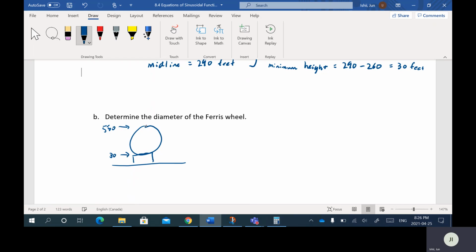It makes sense that the diameter is the distance from the maximum to the minimum, so this distance here is your diameter. The diameter itself is pretty simple. We take the maximum height, 550 feet, subtract the minimum height, which is 30 feet, and you can see that this is 520 feet. So the diameter of the High Roller Ferris wheel is 520 feet.